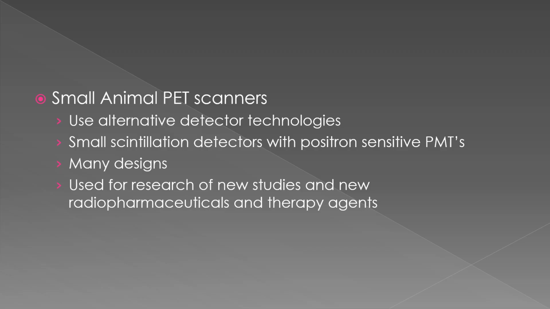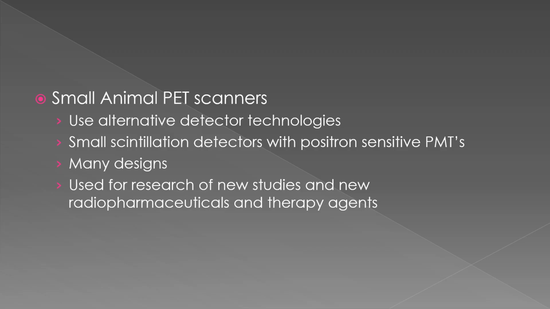You also have small animal PET scanners. These look like PET scanners for Barbie dolls or Bratz or whatever the little dolls are now. But they're very, very small, and they're usually used for mice. This uses alternative detector technologies, very small scintillation detectors with positron sensitive PM tubes. There's lots of different designs, but they all look very similar. It's used for research studies and new radiopharmaceuticals or therapy agents.